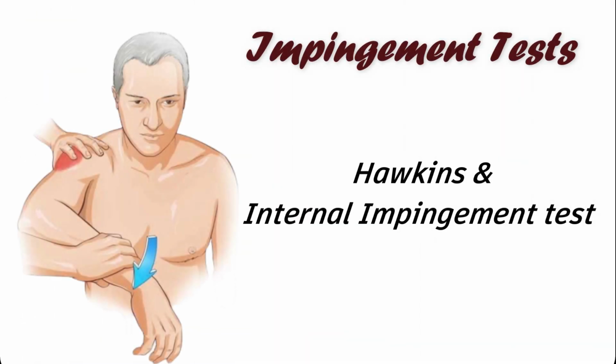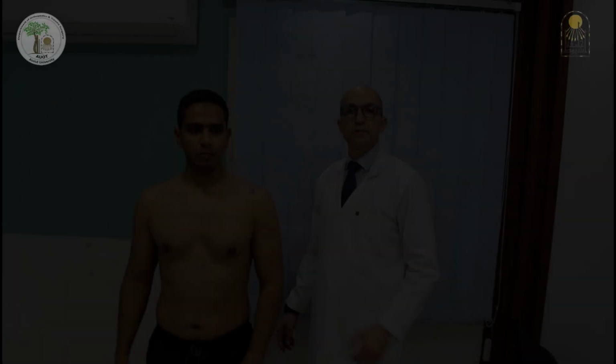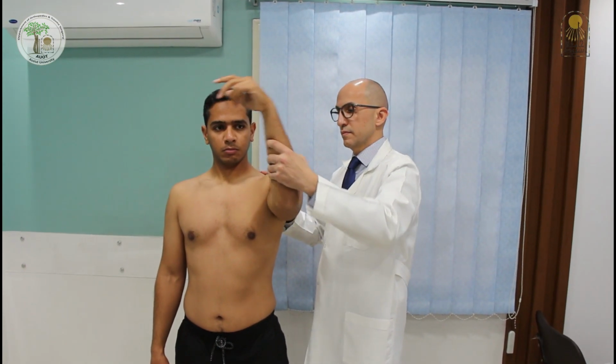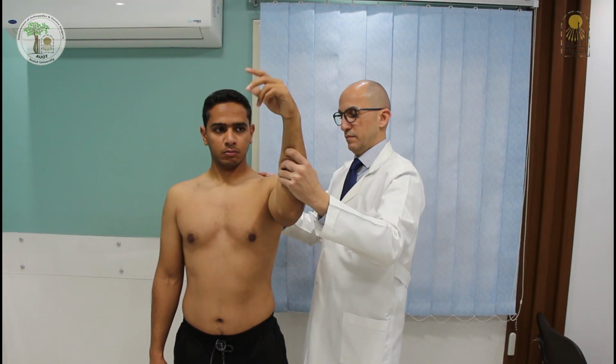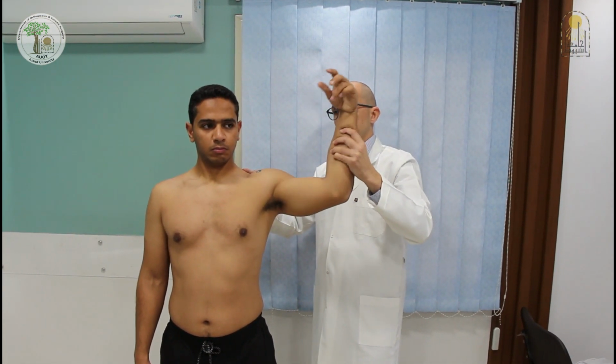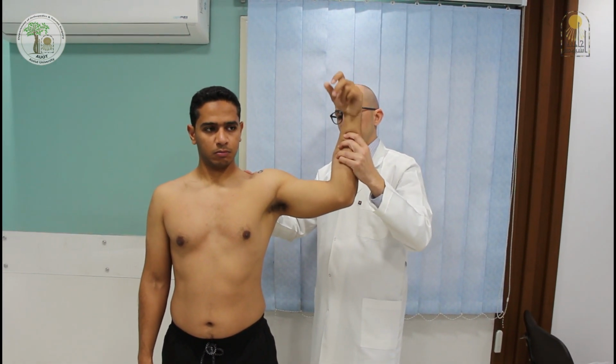For impingement test, we look for the Hawkins test. We flex the elbow forward 90 degrees, and then we do internal rotation. This elicits pain in cases of subacromial impingement. We also test for abduction external rotation, which is limited with severe impingement and quite painful.